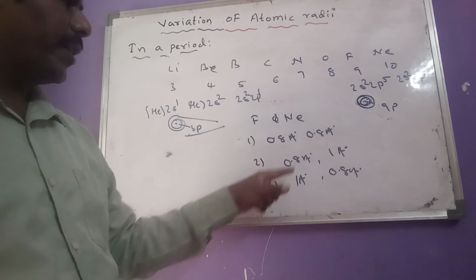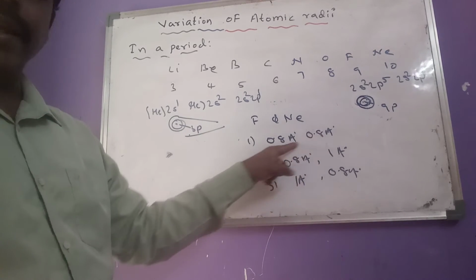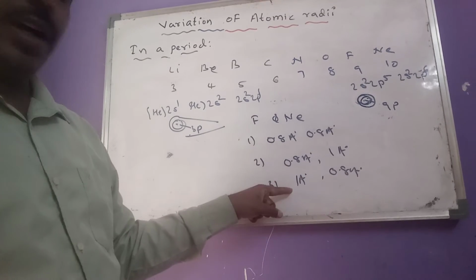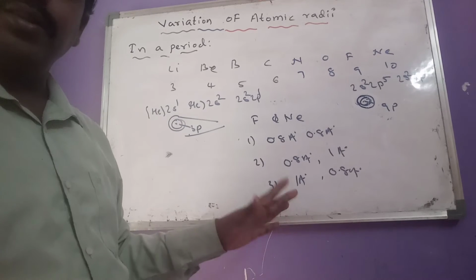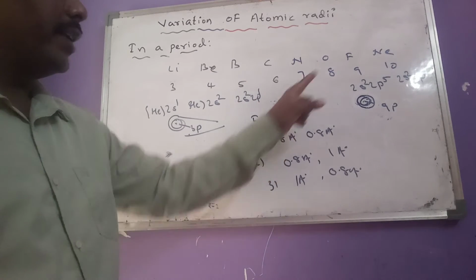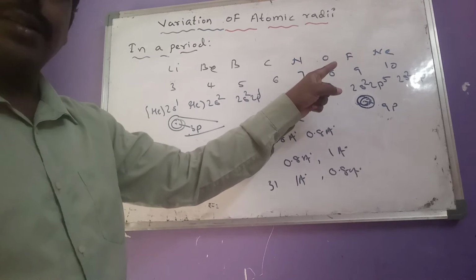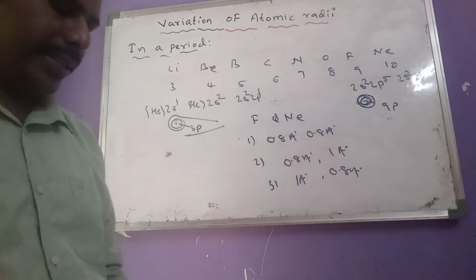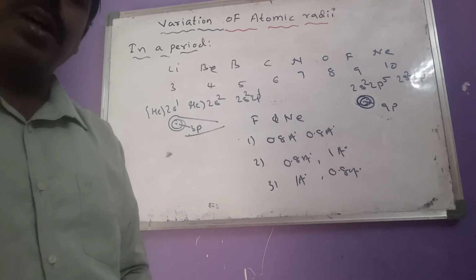Check: in the first option both are the same, so it is not correct. In the third option, fluorine is given the larger size, so this is also not correct. According to our knowledge, neon should be larger in size than fluorine. So the second option is correct. Like that we have to give the answers.